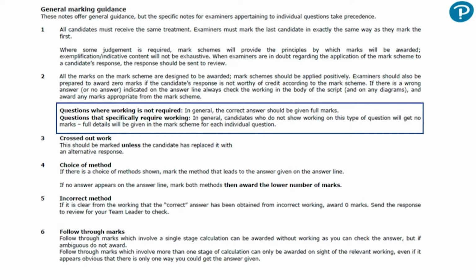Our policy for internal mocks is that even if working is not required, and so the question does not say show all your working, we've made the decision that we will not award full marks internally as they would get in the full exam. But we do know there's a different set of outcomes that would happen in an external exam. We do this for a number of reasons.